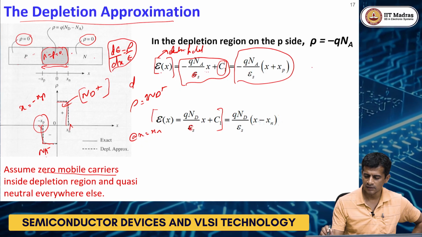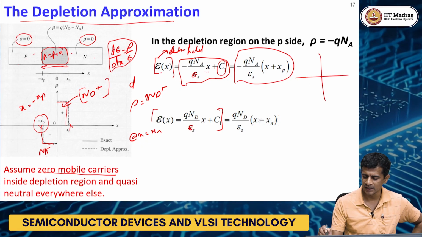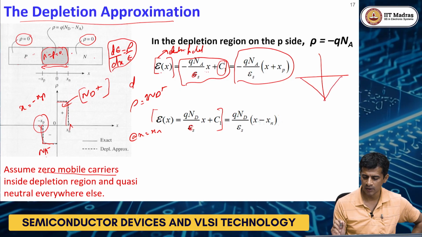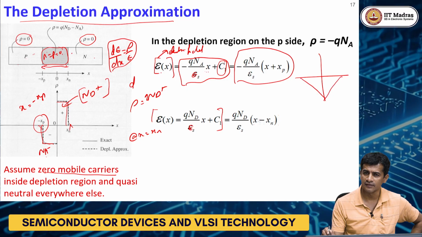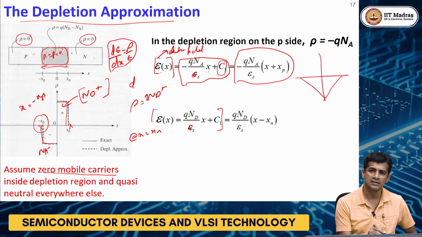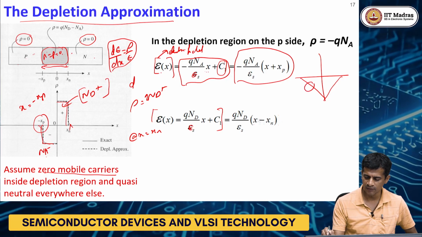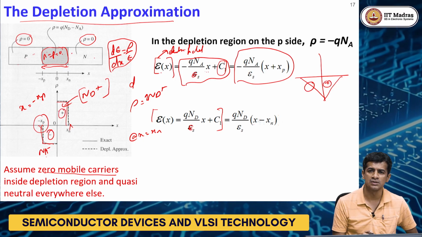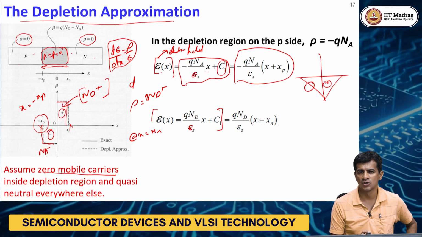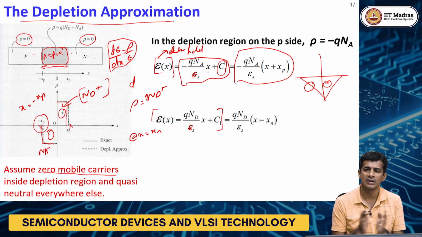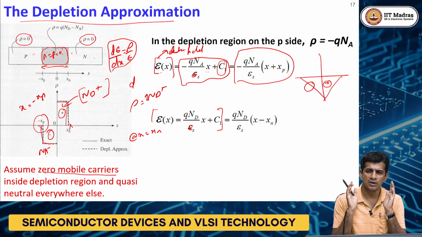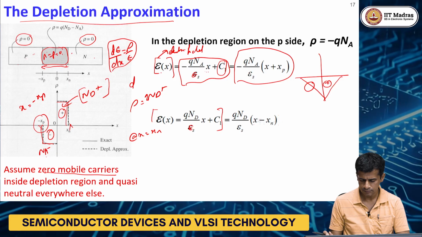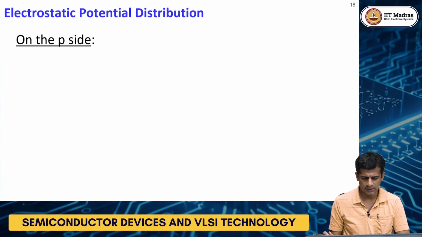So, now you know the field expression. If you try to plot this, it has a negative slope here and a positive slope here. This is very important: the slope of the electric field should match the polarity of the charge species. If it is negative here, the slope is negative, and if it is positive, the slope is positive, that means the charge should be positive. That is very, very important. The slope of the electric field should match the net charge density in that space.